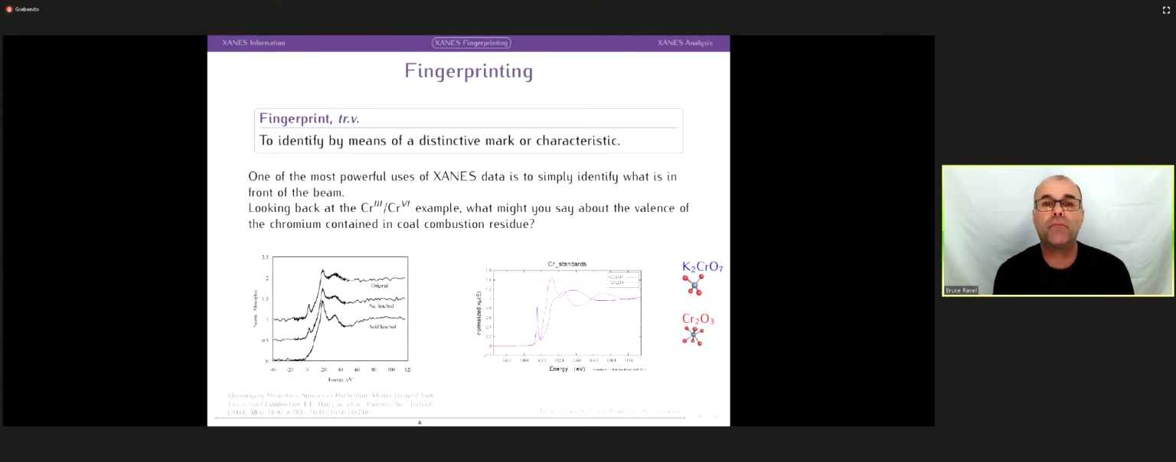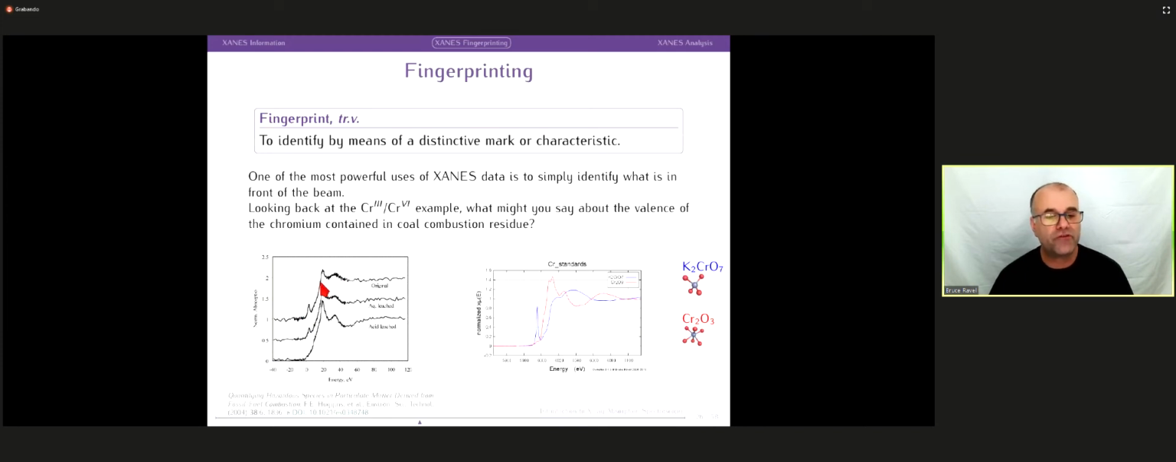Now I want to talk about some more in-depth analysis. We're going increasingly in-depth. So now I'm going to talk about some fingerprinting tools that we can use. That is, to do some kind of identification by a distinctive characteristic in the spectrum. So this picture that I'm showing you here is from a paper from quite long ago, but it's a really cool example.